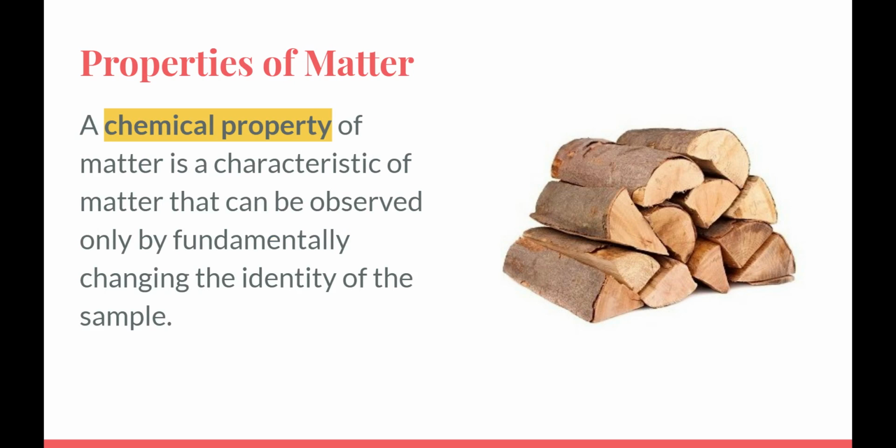Now, a chemical property of matter is a characteristic of matter that can be observed only by fundamentally changing the identity of the sample. That means I have to change the atoms and the molecules that make up the object to tell if it has that property. There aren't as many examples of these, but a few of them are reactivity, so will it react with another substance? Flammability, will it catch on fire at a high enough temperature? Or toxicity, is it toxic to humans or animals?